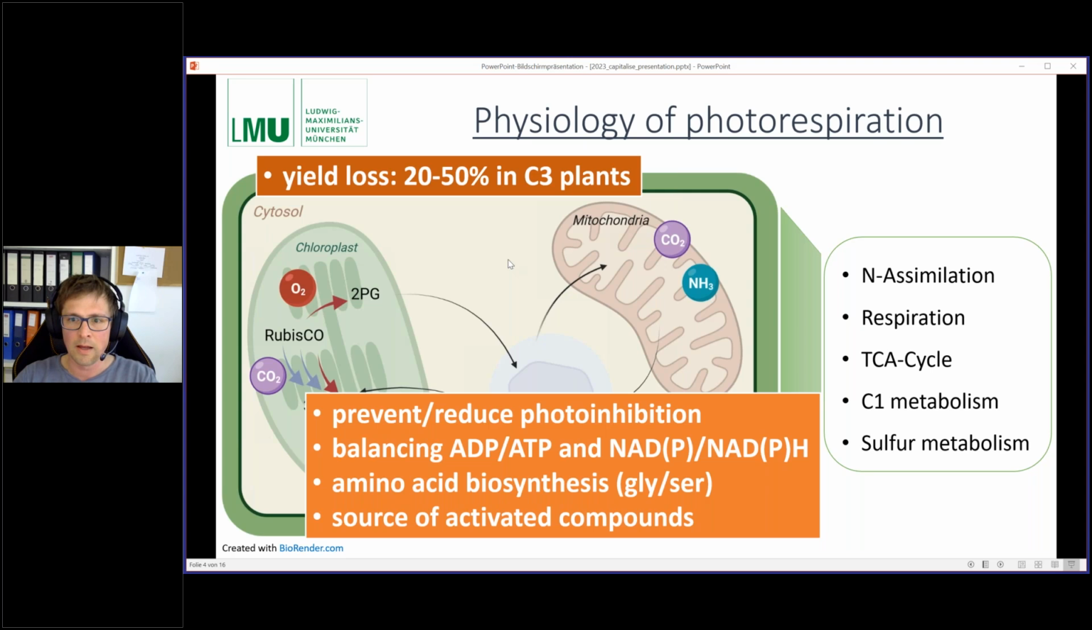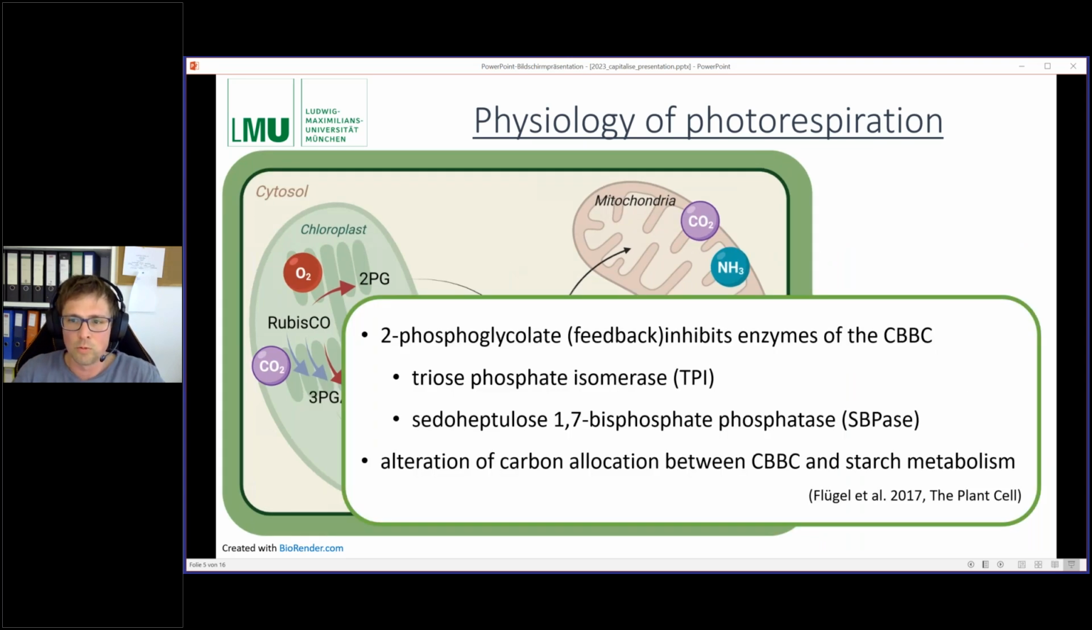Further, in recent and previous studies, and I just want to cite one here, it has been shown that there's, of course, lots of regulation going on, biochemical regulation, molecular regulation. What has been shown, for example, is that the intermediate 2-phosphoglycolate, so 2-PG, feedback inhibits enzymes of the Calvin-Benson-Bassham cycle, and very prominent examples here are triose phosphate isomerase and sedoheptulose 1,7-bisphosphatase, abbreviated TPI and SBPase.